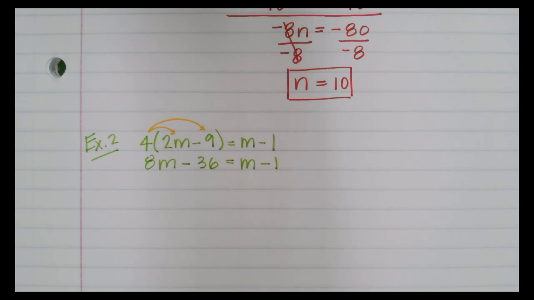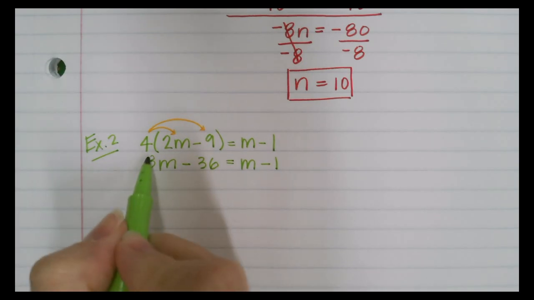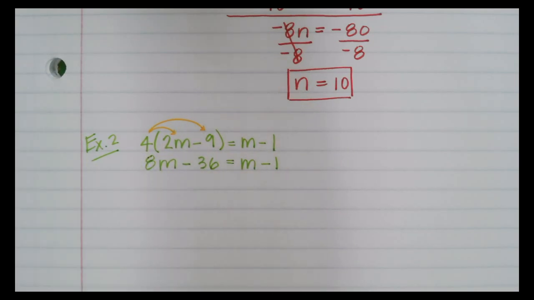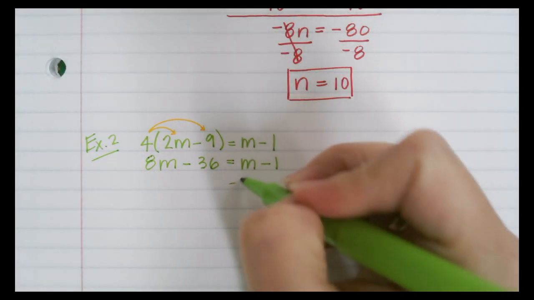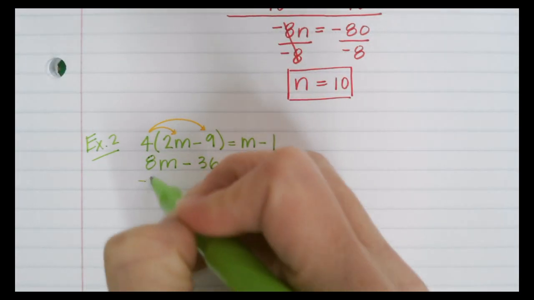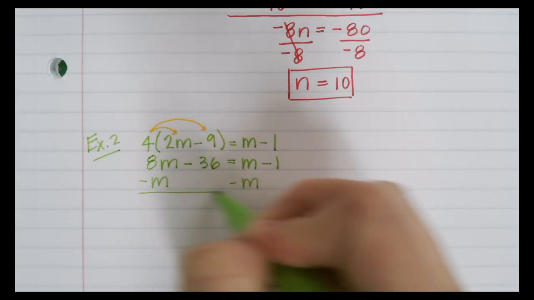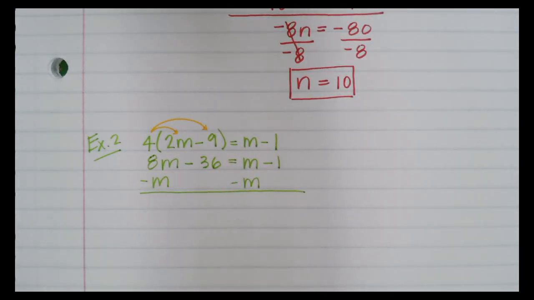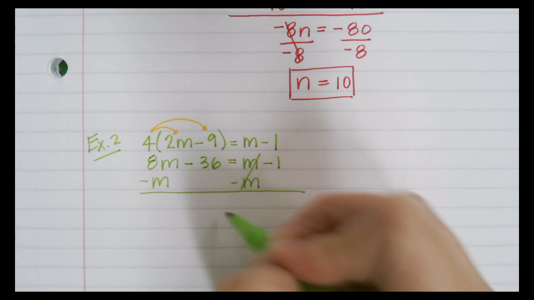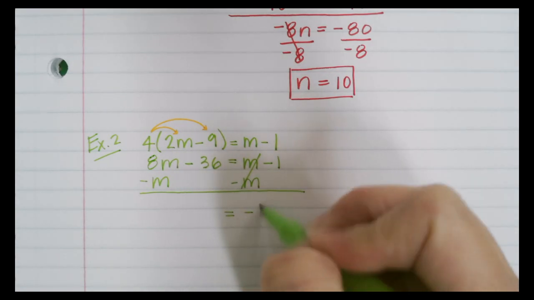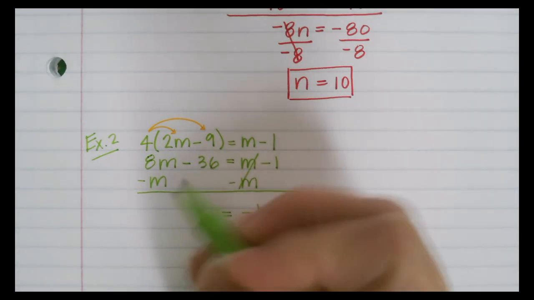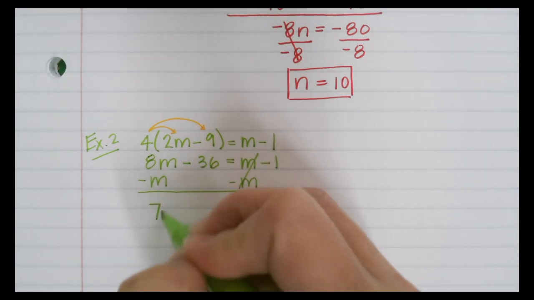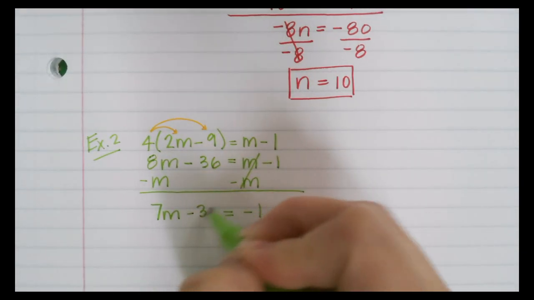So now I need to solve for m. I have variables on both sides, so I need to take away the variables on one of the sides. I'm going to take away this m, which means I have to take away an m over there as well. When I take away the m over here, all I have is -1. And when I take away an m from 8m, I'm going to have 7m minus 36.